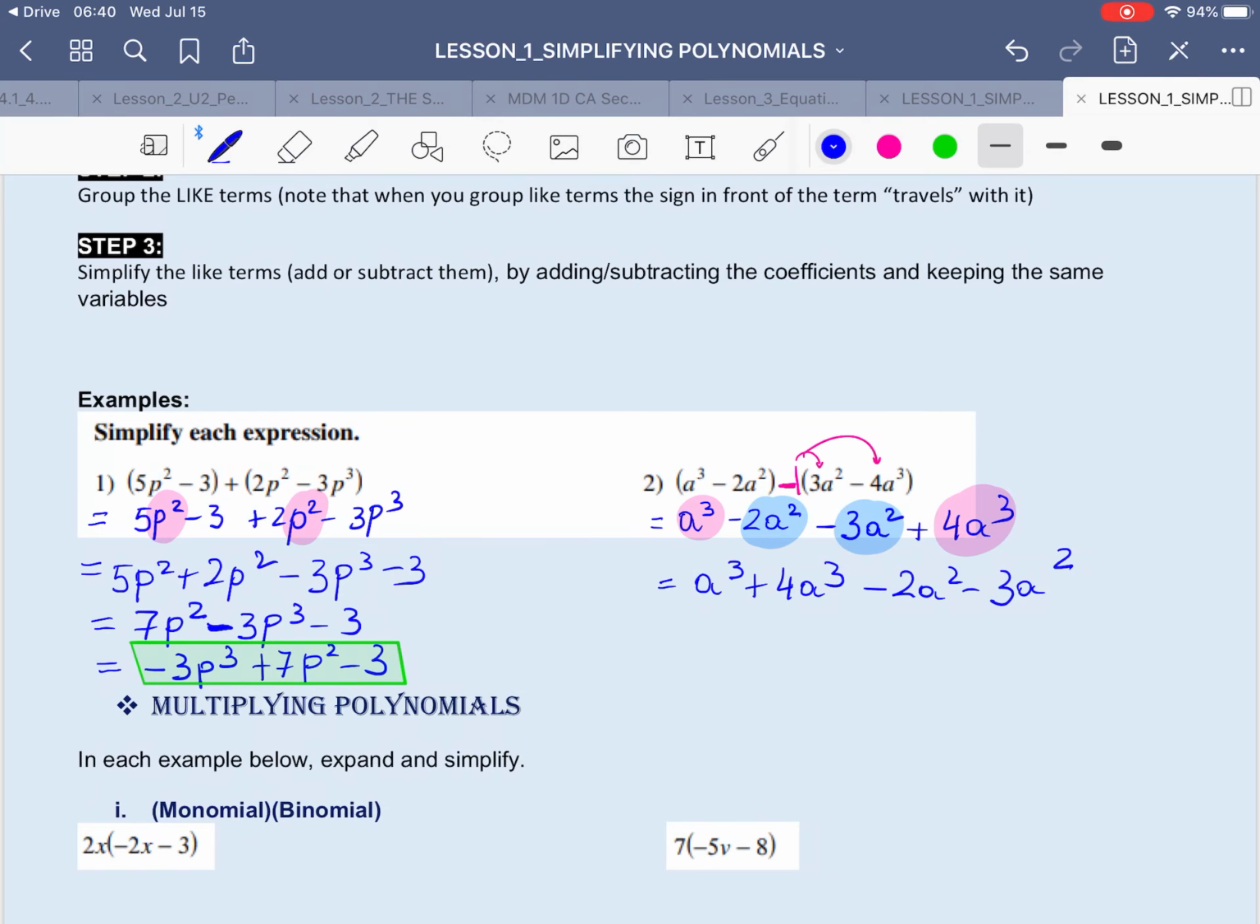If you're probably wondering whether you can simplify right away and skip the step that I just wrote, which is grouping like terms, you can do so, but wait until you gain enough confidence in operating with polynomials. So a cubed plus 4a cubed means that we're adding the numbers 1 and 4 and giving it the variable a cubed. 1 plus 4 is 5a cubed.